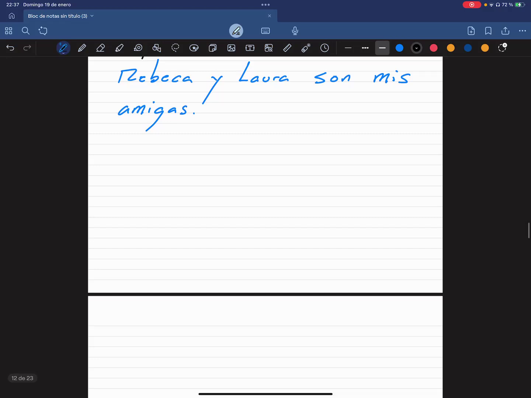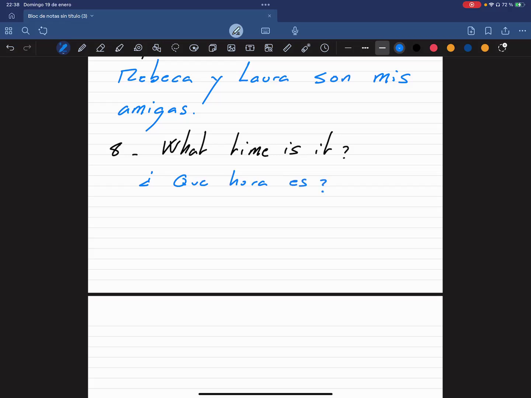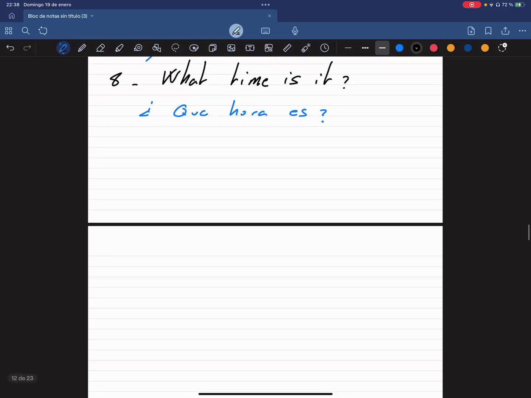Number 8. A very common one. What time is it? And this is a phrase that you have to memorize because it's always the same. What time is it? ¿Qué hora es? ¿Qué hora es? Time goes always with ser. So, ¿qué hora es? And you can reply. Let me give you a few times so you reply.